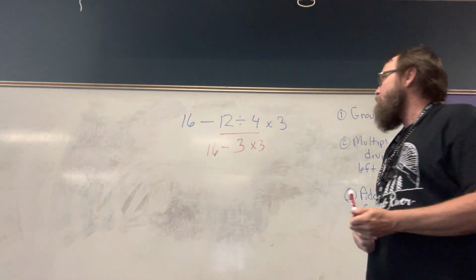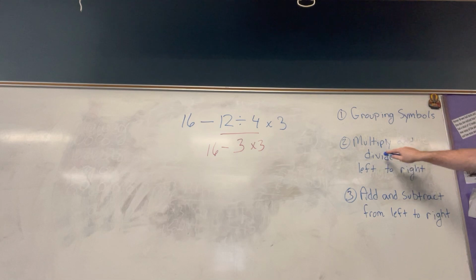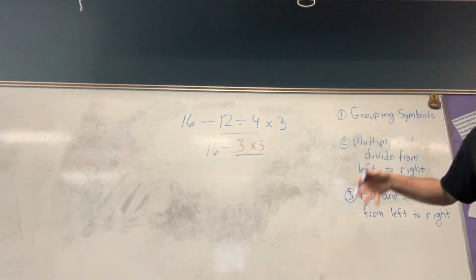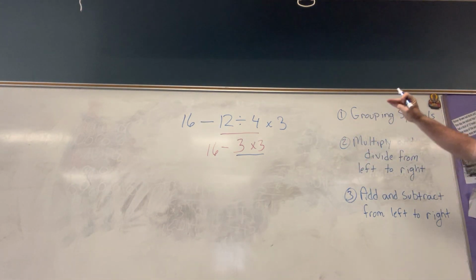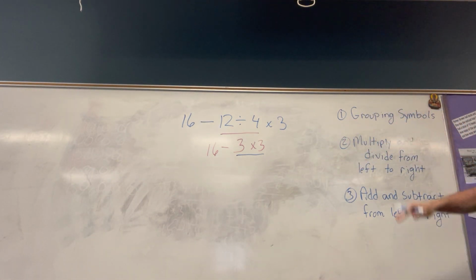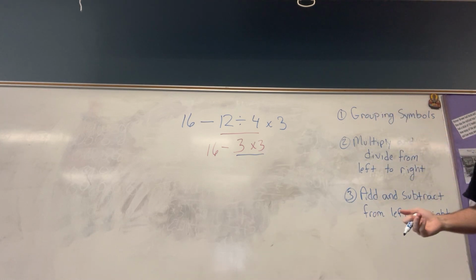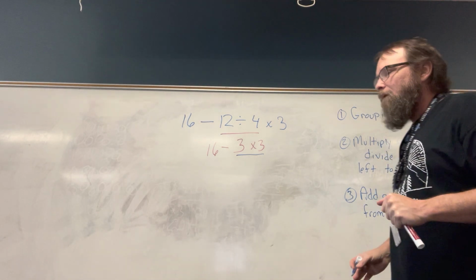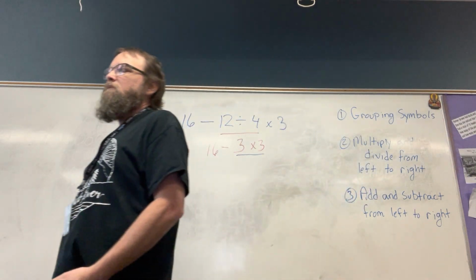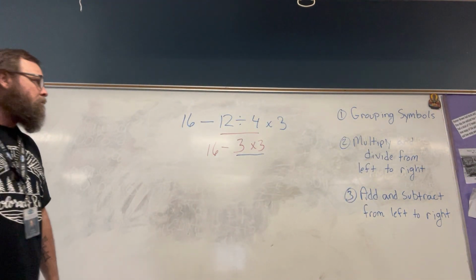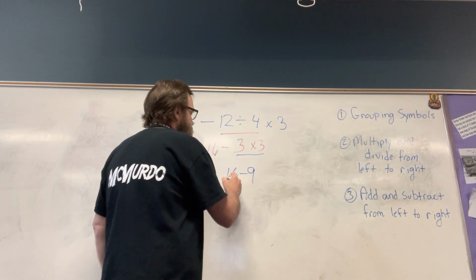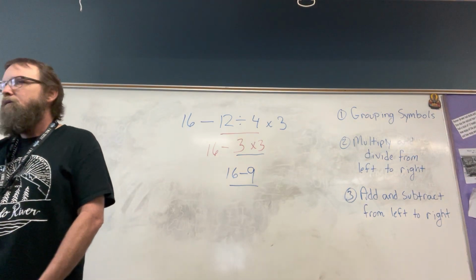I bring down everything I haven't used. Any grouping symbols? No. Any multiplication or division? Yes. Mr. McMurdo, you know there's no grouping symbols. I don't care. I ask myself every step, because why would you not and make a mistake? Just take your time, stay on task, and do that. Don't say, I'm not done because I was taking my time. No, you're up talking. All right, 3 times 3 is 9. And then I'm left with 16, subtract 9, which is 7.